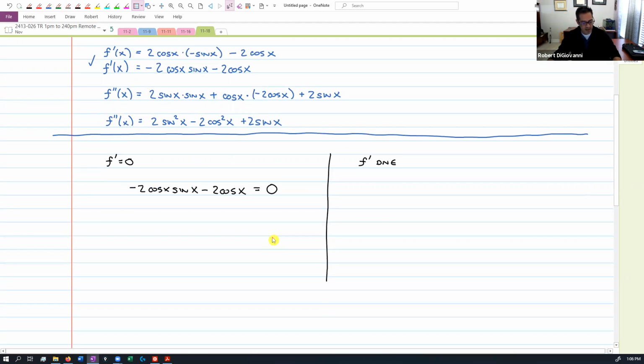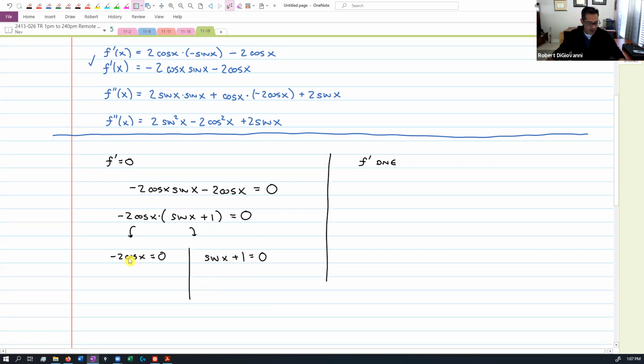So the technique here is to first try a GCF, so I can pull negative 2 cosine x out. If I pull that out of both terms, I'm left with sine x plus 1 equals 0. That's just factoring. And then once I have it factored, I can set each factor equal to 0. So negative 2 cosine x equals 0, and the other equation is sine x plus 1 equals 0.